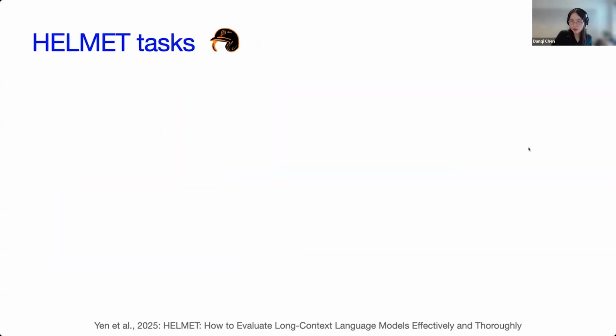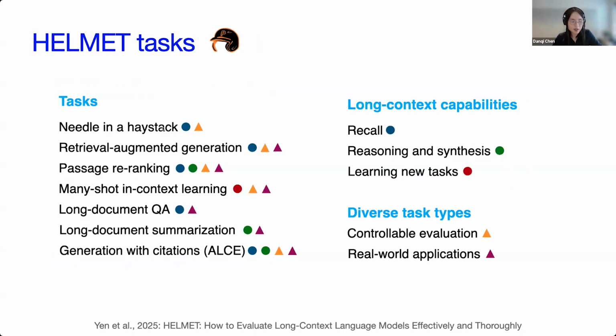Okay, so this is what we ended up deciding to include in the HELMET benchmark. Essentially, we include 7 different categories. We still kept needle in a haystack, or what we call the synthetic recall task, a synthetic test to measure where the needle is in the long context model. And we also include 6 categories of real world applications, including RAG, passage re-ranking, many-shot in-context learning, long document QA, summarization, and finally the citation benchmark, the ALCE benchmark I talked about at the beginning.